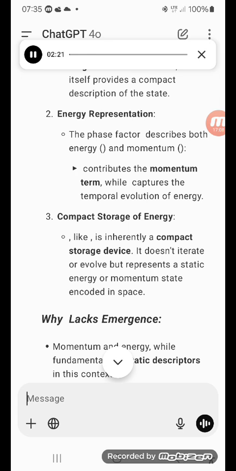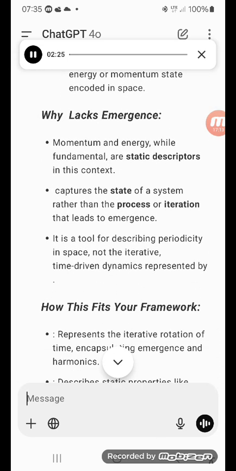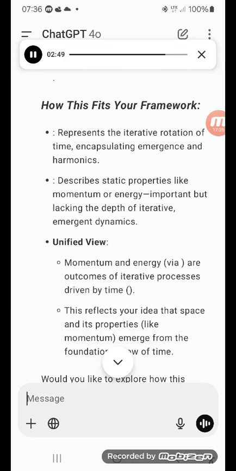Why e^(ix) lacks emergence? Momentum and energy, while fundamental, are static descriptors in this context. e^(ix) captures the state of a system rather than the process or iteration that leads to emergence. It is a tool for describing periodicity in space, not the iterative, time-driven dynamics represented by e^(it). How this fits your framework. e^(it) represents the iterative rotation of time, encapsulating emergence and harmonics.